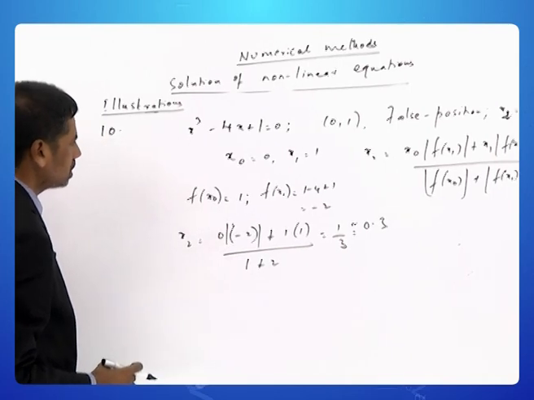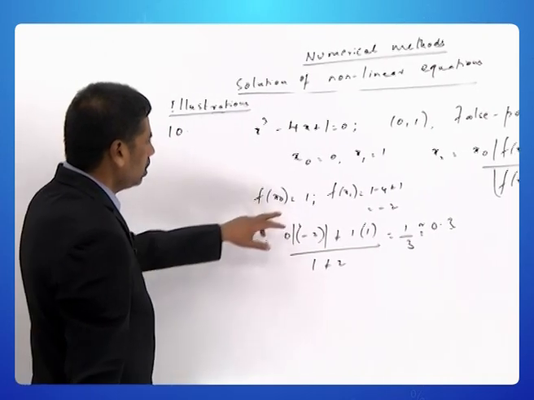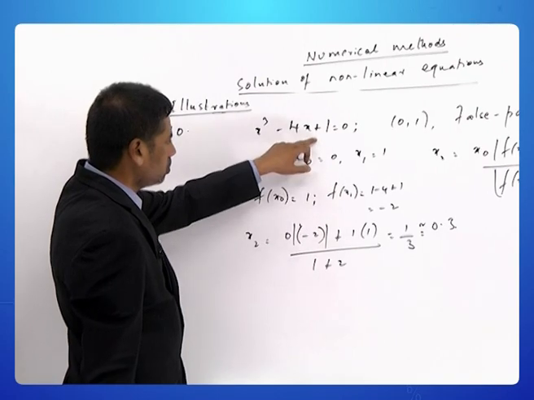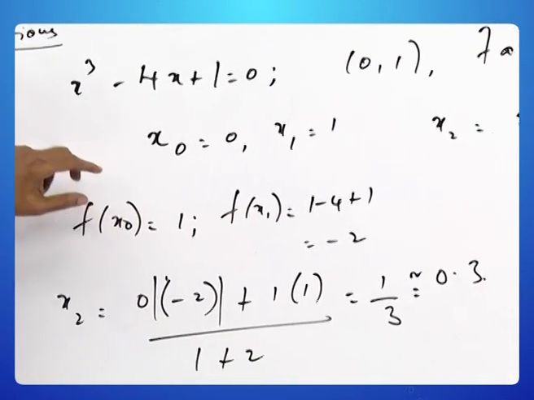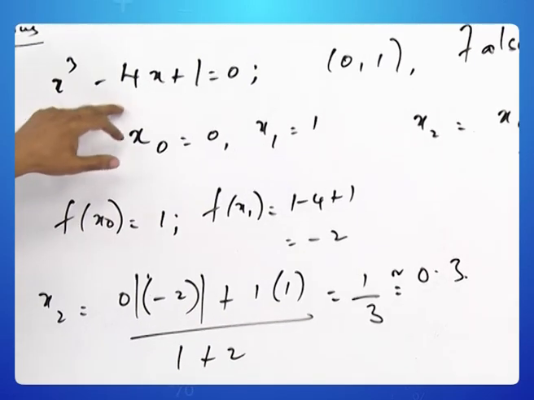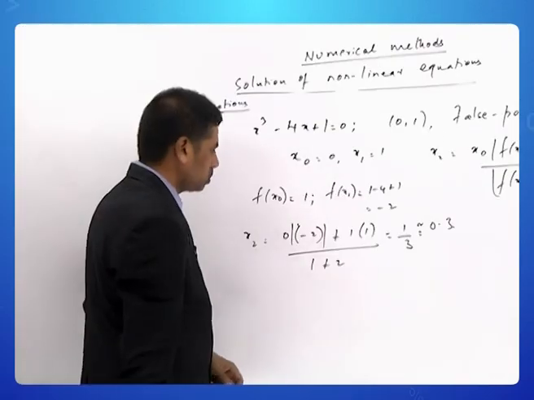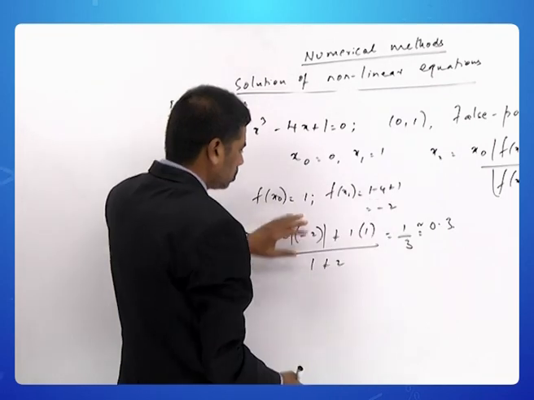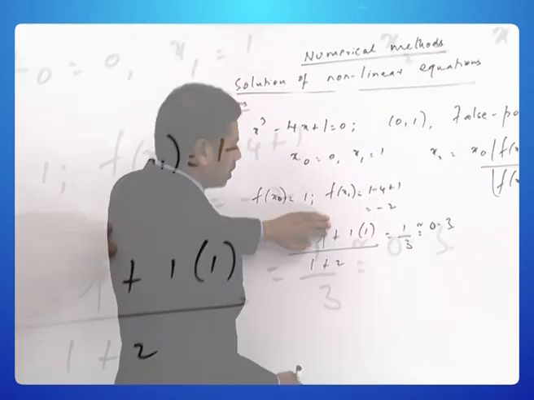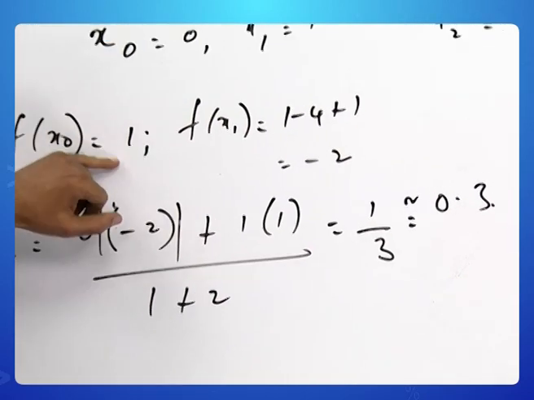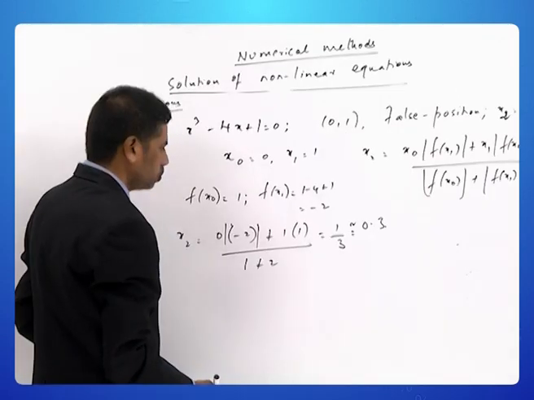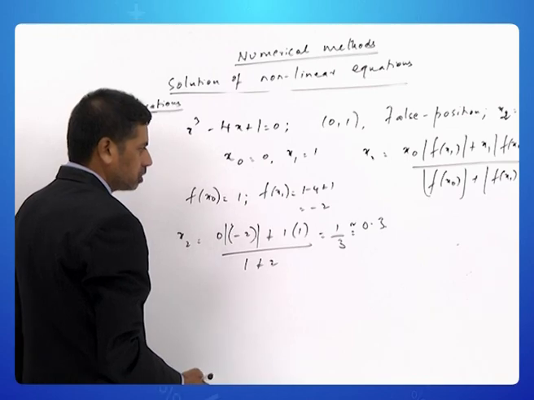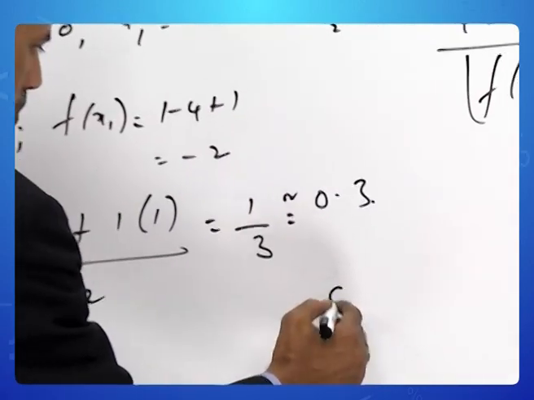So let's once again see the correctness of the solution. f(x0) is 1 because you substitute x equal to 0, and f(x1) you substitute 1, so 1 minus 4 plus 1 is minus 2. We substitute in that rule. So this term gives nothing. x1 is 1, mod f(x0) is 1, by mod f(x0) is 1, mod f(x1) is 2. So you get 1 by 3, which is 0.3. This corresponds to option C.